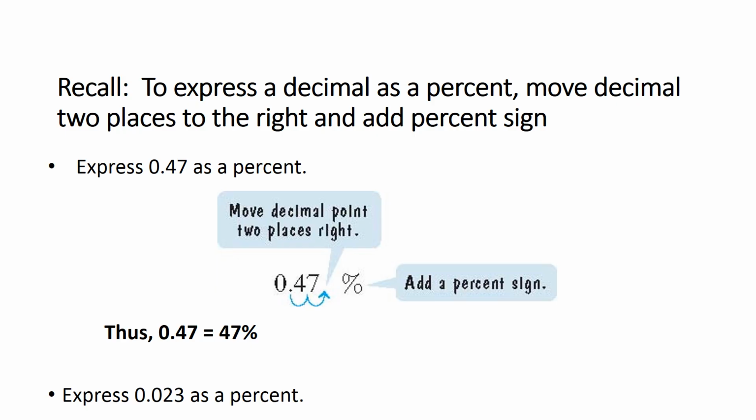So really you're multiplying by 100%, right? When you multiply by 100, you move it over 2. So 0.47 is 47%. It says express 0.023 as a percent. You multiply by 100 and the decimal moves over 2 places. So that's 2.3%.